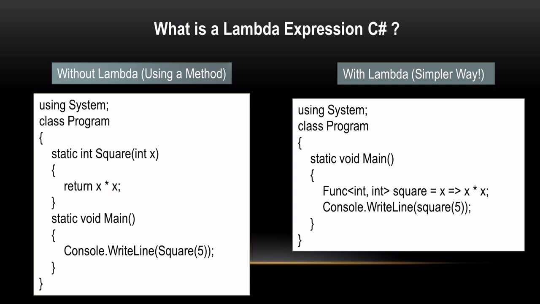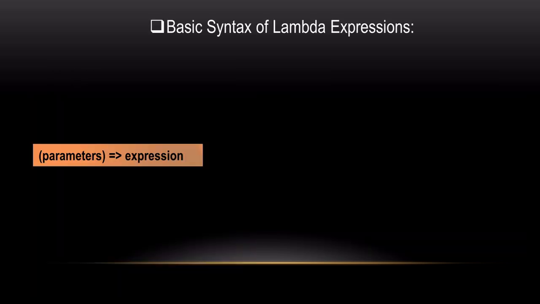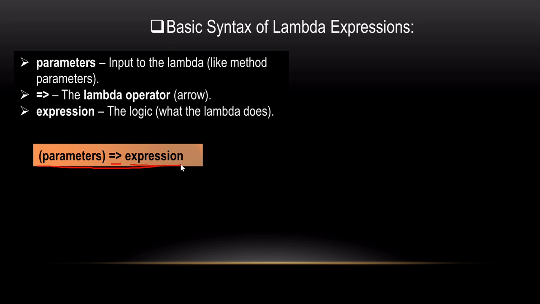So let's discuss what a lambda expression is. First, we discuss the syntax of a lambda expression. This is the syntax: parameters in simple brackets, then an arrow. This is the lambda operator, and then the expression. The parameters are the input to the lambda, like a method.